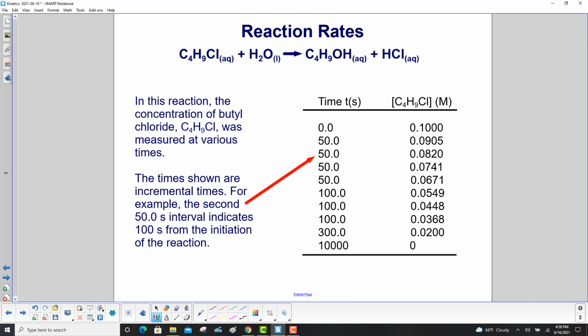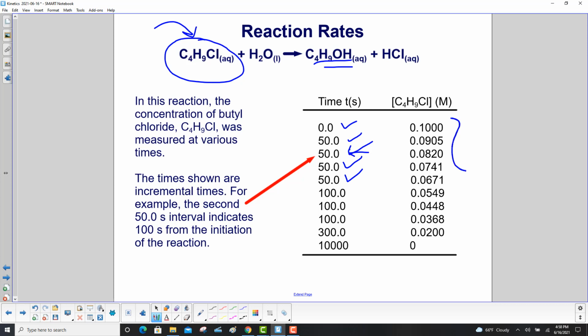In this reaction, the concentration of butyl chloride, and that forms 1-butanol over here, but we're just going to worry about the reactants now, was measured at various times. Now be careful with this chart. The times shown are incremental times. For example, the second 50-second interval here indicates 100 seconds from the initiation of the reaction. See, this is where it starts, then 50 seconds later, then 100 seconds later, then 150 seconds later, then 200 seconds later, etc.